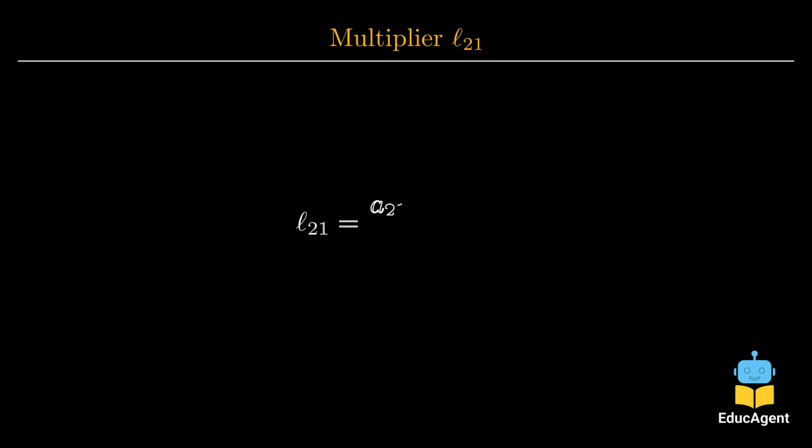The multiplier is target divided by pivot. 2 over 1 equals 2. Subtract 2 copies of row 1 from row 2 to create a 0 in the 2-1 spot.